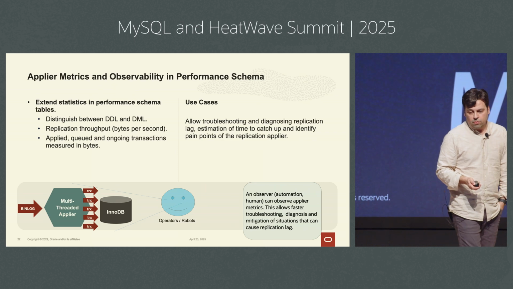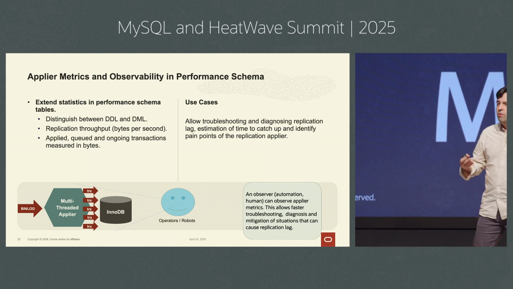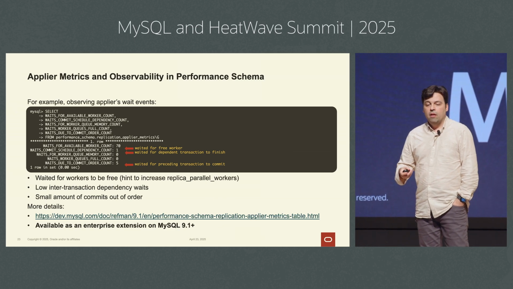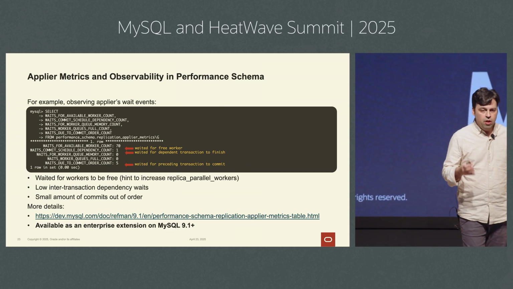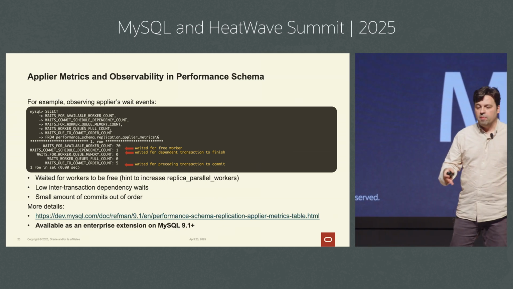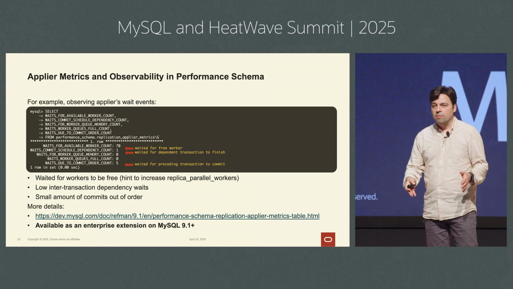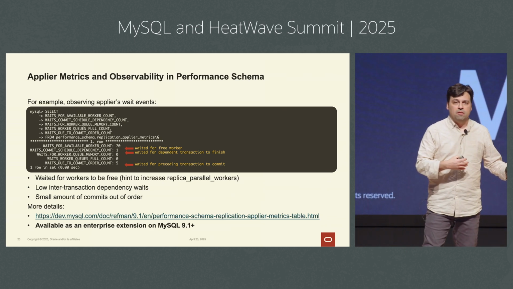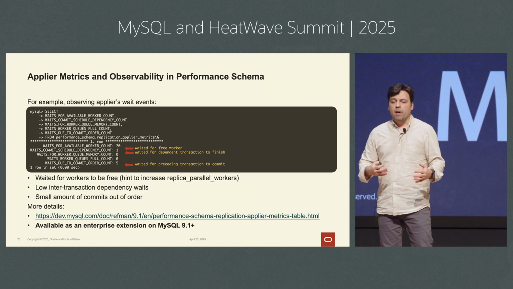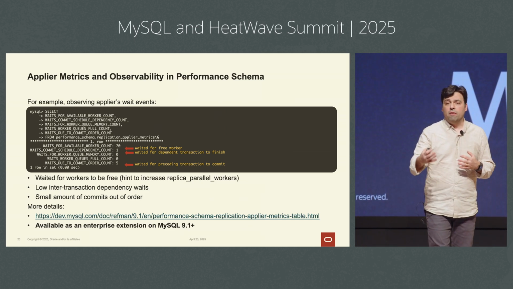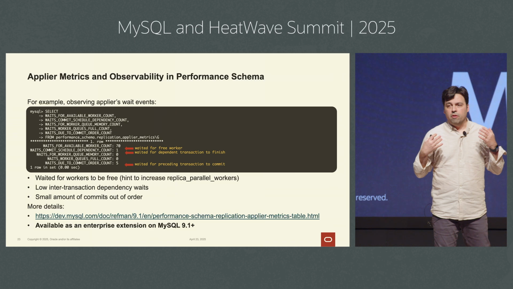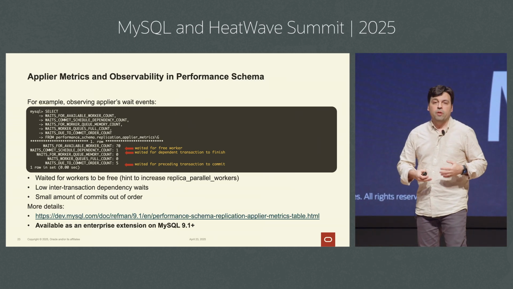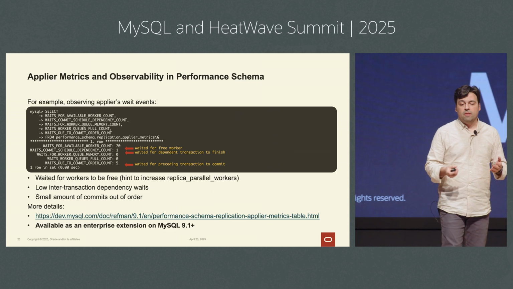So what we try to do is to instrument more of the applier. We know that we have a multi-threaded replication applier, and we know that it can sometimes wait for certain things to happen. Maybe there are transactions that are conflicting or dependent. Maybe there are not enough applier threads, and they're all completely used at any given point in time. So we can go into these new performance schema tables and extract these metrics.